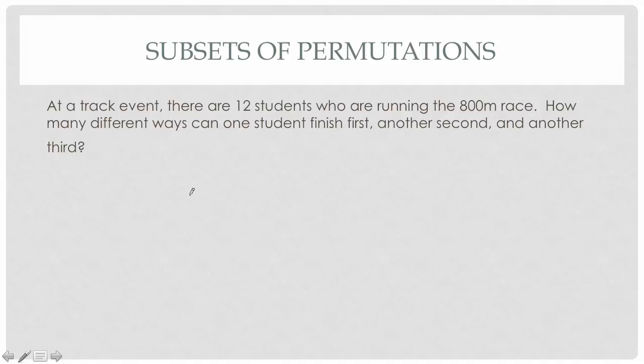All right, we have 3 spots, right? We want to know how many students finished first, second, and third. So that means I've got 3 slots. So I want to know how many different ways can we get a first, a second place, and a third place. But this time, I've got 12 students up here who are all possible choices, right?